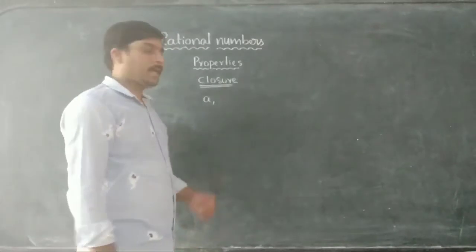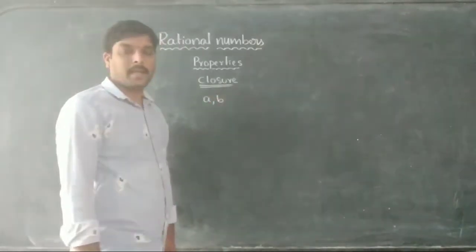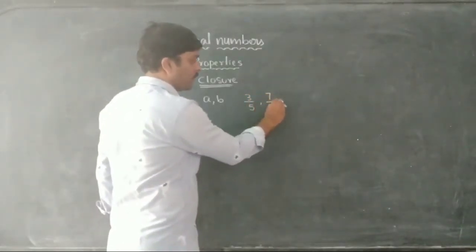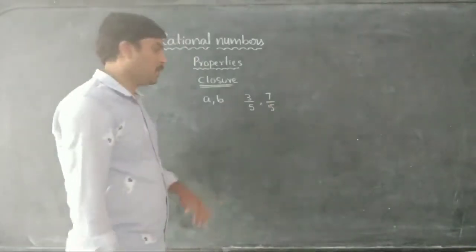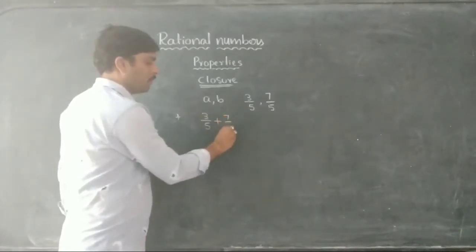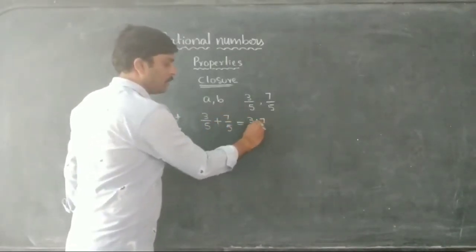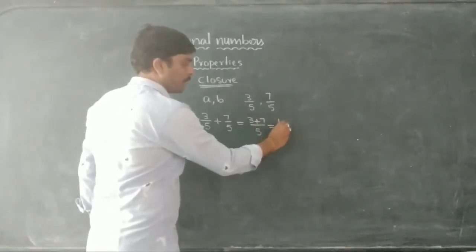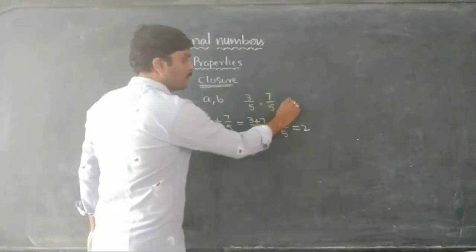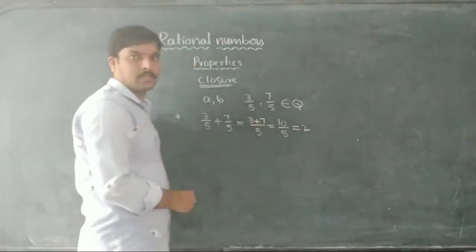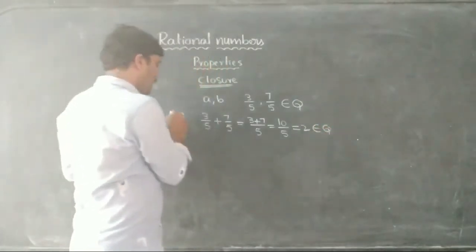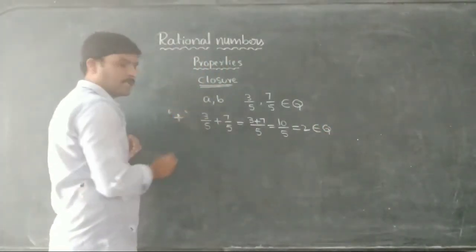Closure property: if a, b are any two rational numbers, let us take 3 by 5, comma, 7 by 5. Under addition we can check 3 by 5 plus 7 by 5, that is 3 plus 7 by 5, that is 10 by 5, which is equal to 2. A, b, meaning 3 by 5 and 7 by 5, belong to rational numbers, and their addition is also a rational number. So under addition it is closed.